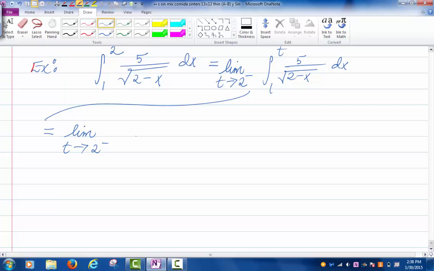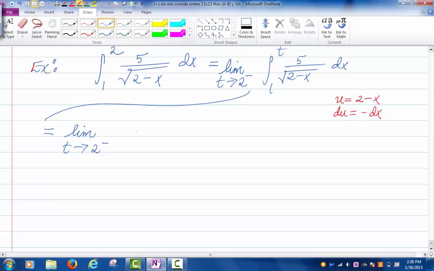Do I have to use a u substitution? The 5 really doesn't matter, right? I have 1 over root of 2 minus x. Okay, so replace 2 minus x by u. What if z is 20? Then du would be negative dx.